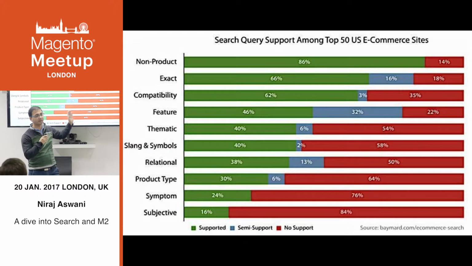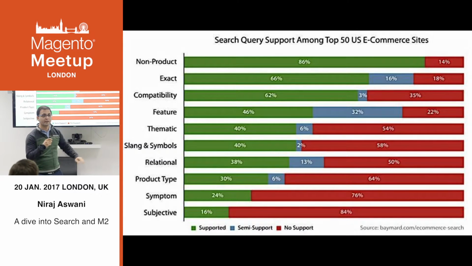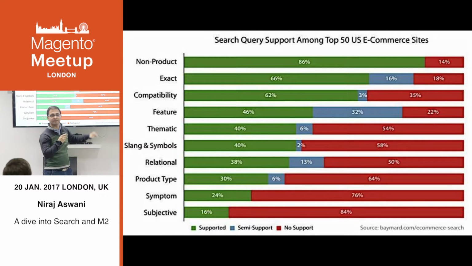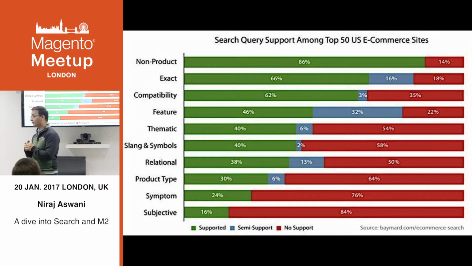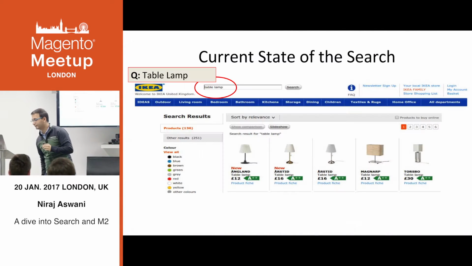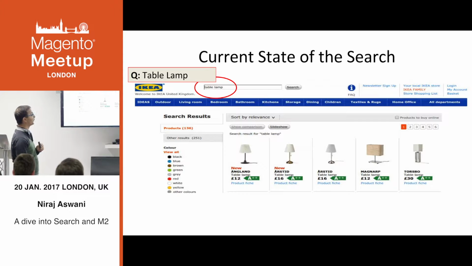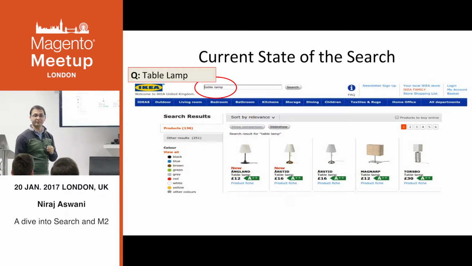And that's what we do at Klevu. We try to address this part of the queries, and we actually provide that search. Few examples. So this is the current state of the search. We have taken a few examples.